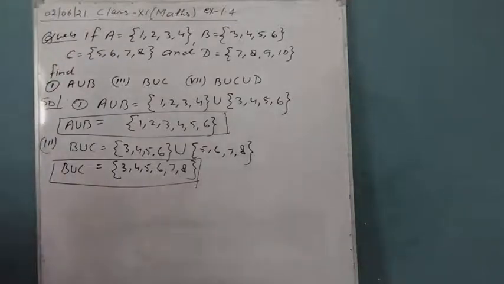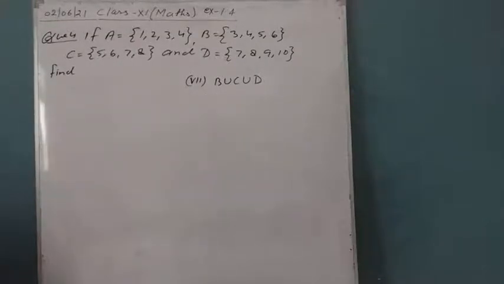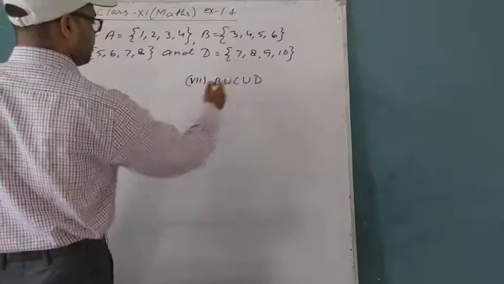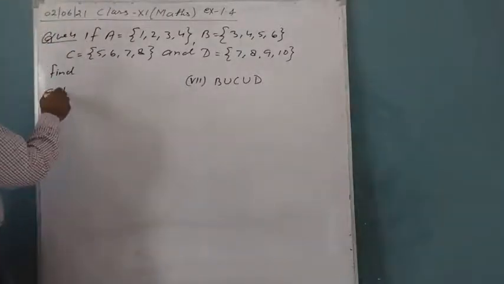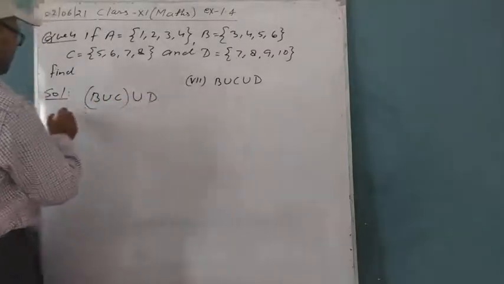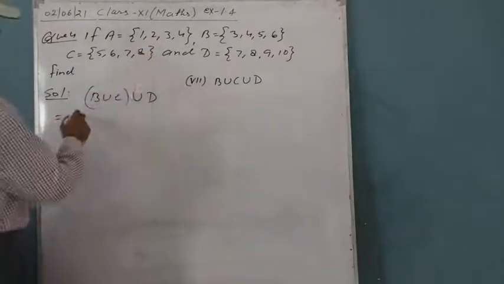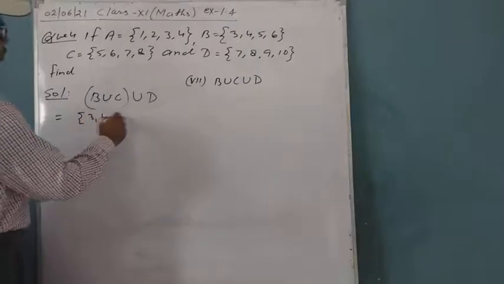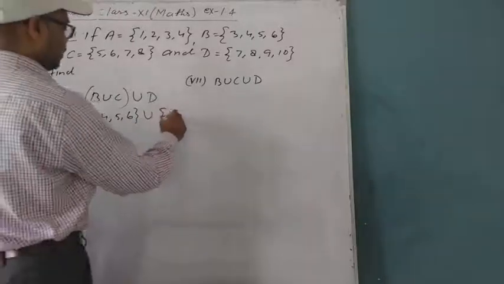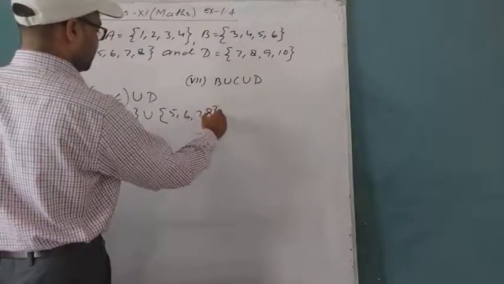Now seventh part, which is B union C union D. So first of all we will find B union C. And solution, B union C union D. So B union C is {3, 4, 5, 6} union C, {5, 6, 7, 8}.